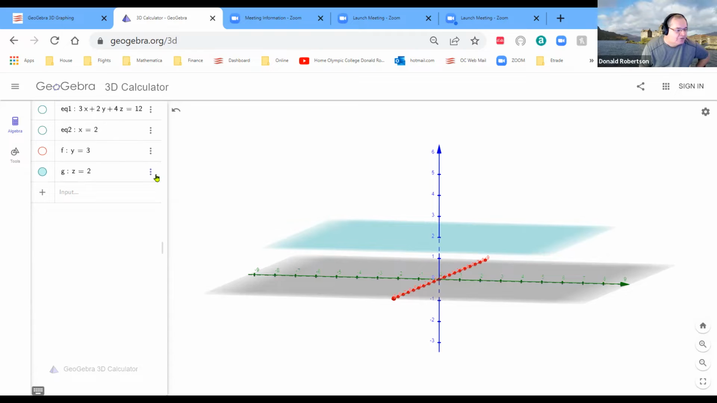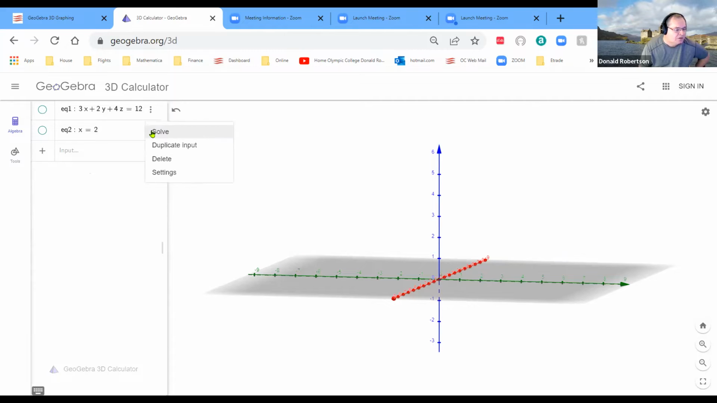Now, let me get rid of these 3 guys. How do you get rid of them? Oh, there we go. Delete that one, and delete that one.